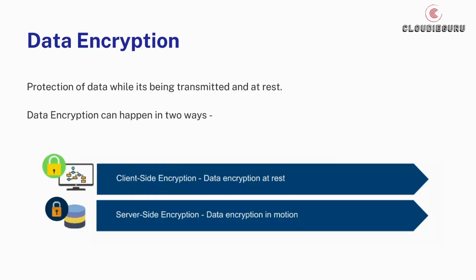First is data encryption. Data encryption provides protection to data while it is being transmitted and while it is at rest. Data encryption can happen in two ways. First is client-side encryption, which is encryption of data when the data is at rest. And second is server-side encryption, which is encryption of data when the data is in motion or moving between different services inside AWS. We will not go into technicalities of client-side and server-side encryption as it is beyond the scope of this video's agenda. For now, just keep in mind these things only if you're not familiar with encryption. So let's move ahead.